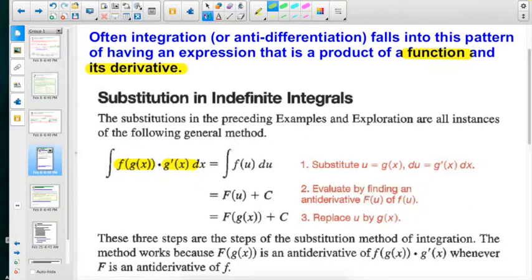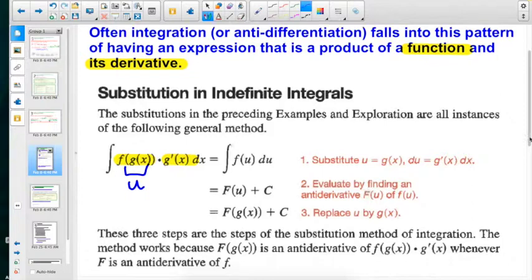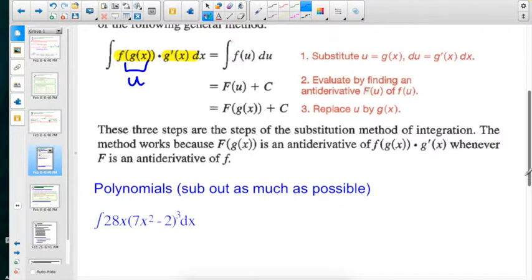So what we do is we say, well, let's call this whole thing U. Okay? And if that whole thing is U, then this must be the derivative of U.